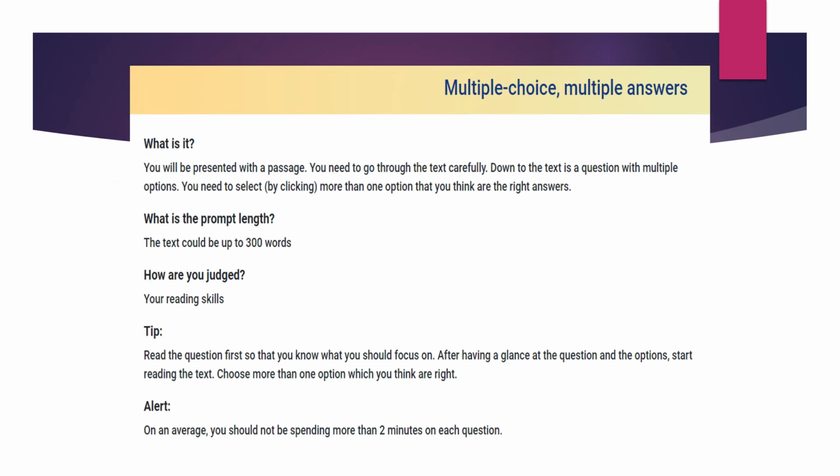For multiple choice answers, you will be presented with a passage. You need to go through the text carefully. Below the text is a question with multiple options. You need to select, by clicking, more than one option, what you think are the right answers. The text length can be up to 300 words. Your reading skills will be judged. Read the question first so that you know what to focus on, and after having a glance at the questions again, choose the correct option, and you need to spend 2 minutes on each.